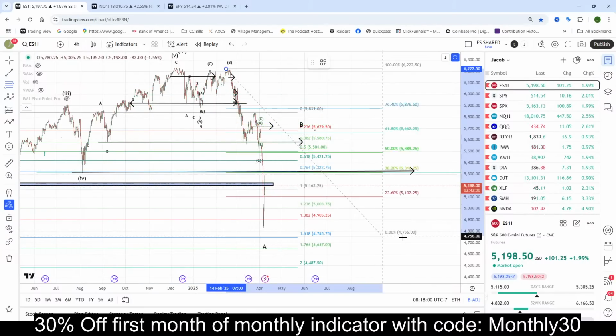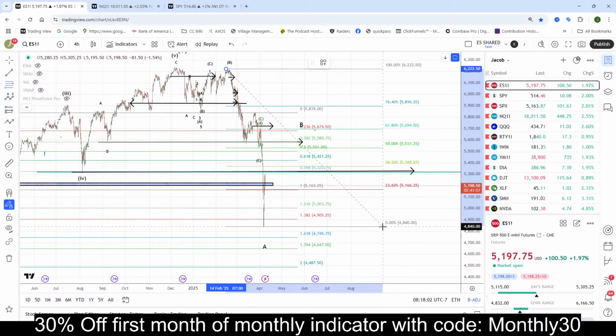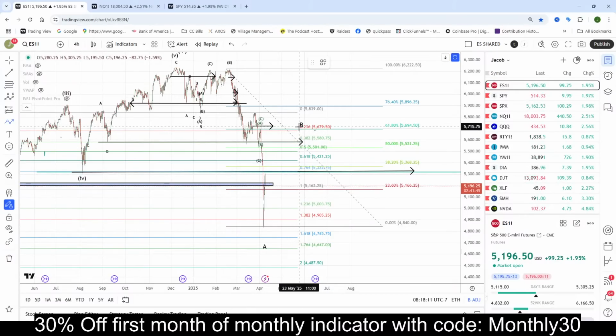So the standard A of an ABC, and this is B here. So we're in an ABC, and the B leg is made up of an ABC, so you've got A, B, C like that. The standard A leg of that hits the 382 retrace. Right now they came up just short of that. About 53.73 would be what they were targeting. They hit 53.05, so they're about 7 points short on the SPY.